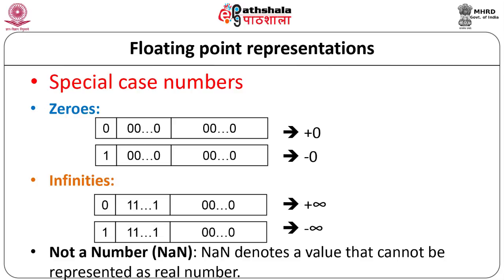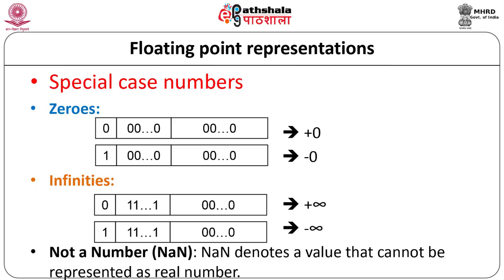that is, E is equal to 255 for single precision and E is equal to 2047 for double precision. F is equal to 0 and S is equal to 0 for plus infinity, and S is equal to 1 for minus infinity. Not a number, that is NaN.